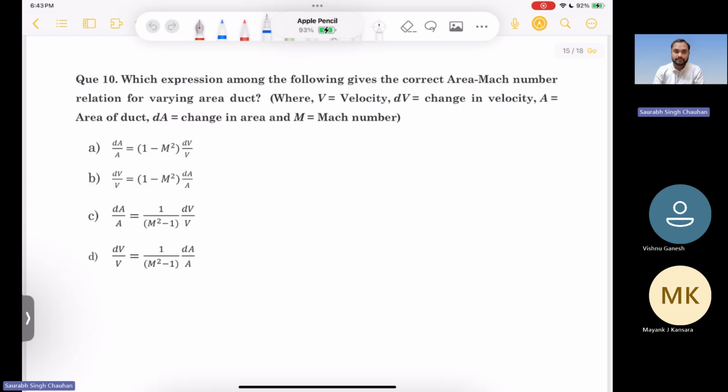Now question number 10. It says which expression among the following gives the correct area Mach number relation for varying area duct. This we have discussed many times, right? Where V is velocity, dV is change in velocity, A is the area of duct, dA is the change in area, and M is the Mach number. So now I want you to please answer which option is the correct option. We have written this many times.